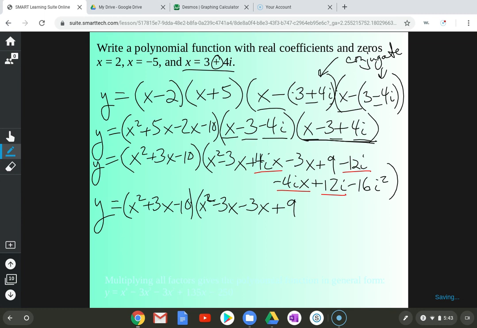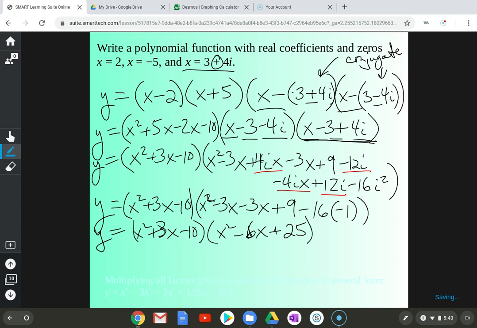What do we do with this negative 16i squared? What does i squared equal? And remember, that's right, it's negative 1. Okay, so let's clean it up. x squared plus 3x minus 10 times x squared minus 6x. Okay, and then this becomes 9 plus 16, which is 25.